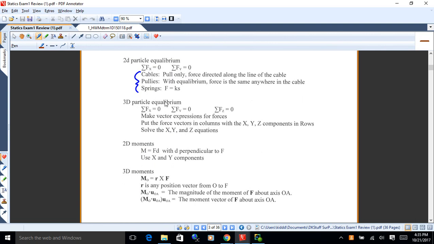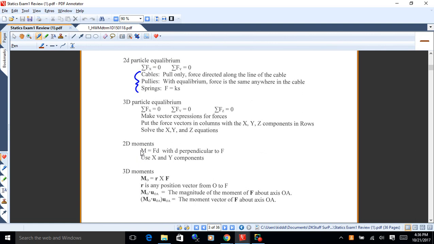Okay, 3D particle equilibrium, you've got three different equilibrium equations for x, y, and z. Probably best to follow more of a vector approach on that. So make each force into a vector expression, put the vectors in columns, and add up the rows and set them equal to 0. The rows are then x, y, and z. Set them equal to 0 and add them up and solve for your unknowns.